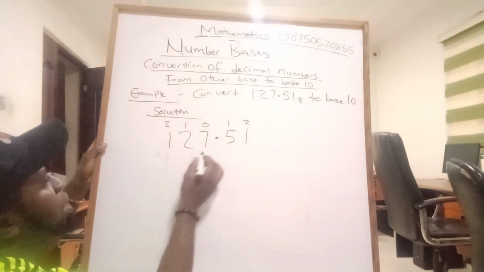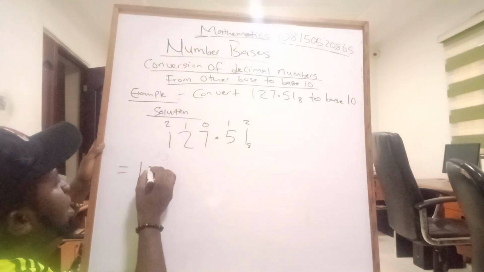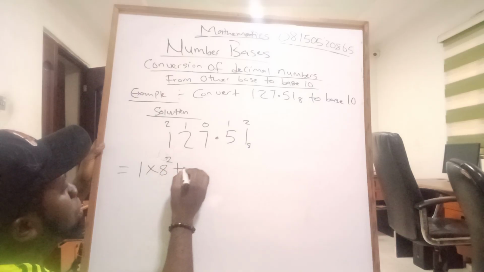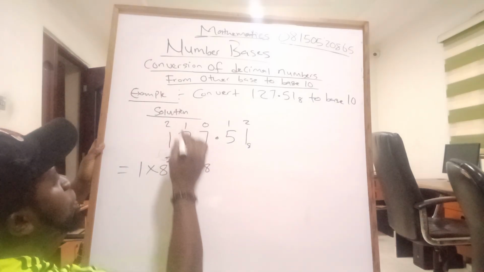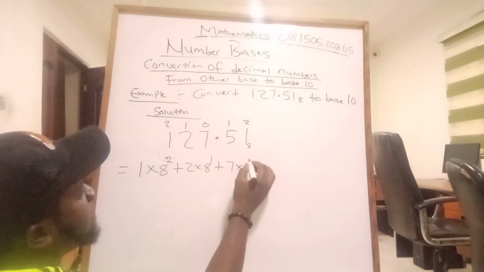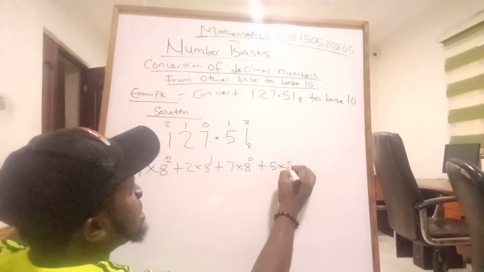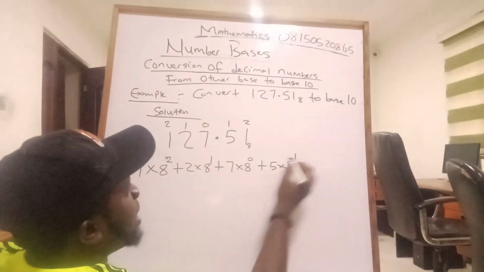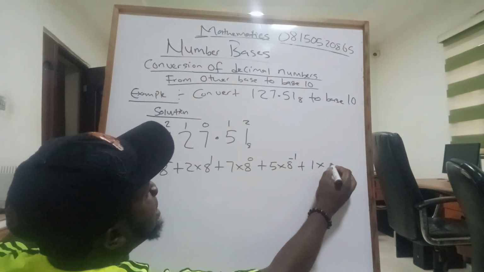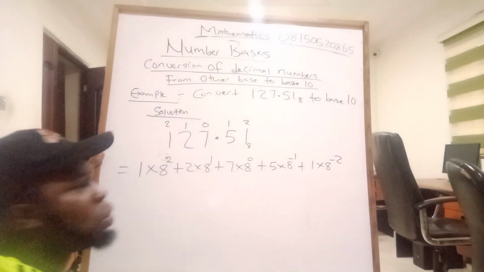So this will give us, don't forget, this is still base 8, which will give us 1 times 8 raised to power 2 plus 2 times 8 raised to power 1 plus 7 times 8 raised to power 0. Then plus here, it will be 5 times 8 raised to power minus 1. Then this will be plus 1 times 8 raised to power minus 2. So that's how you go about it.